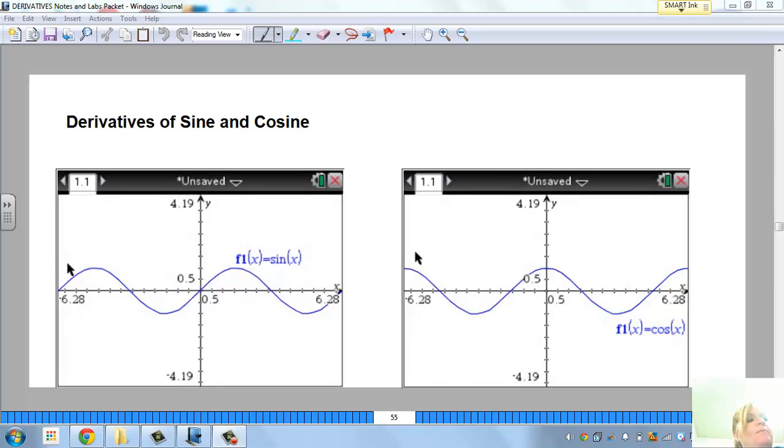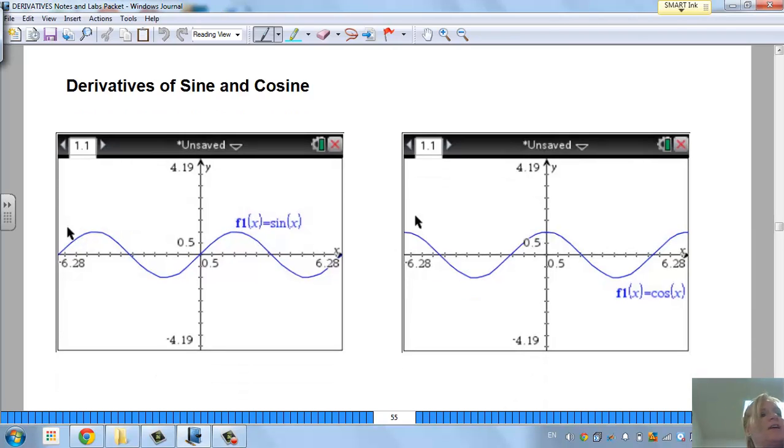This video is about the derivatives of the sine and cosine function, and I'm going to show you where the history or how we came up with the derivatives, and then I'm going to show you the rules, and then we're going to do a few practice problems. There'll be another video for the other four trig functions.